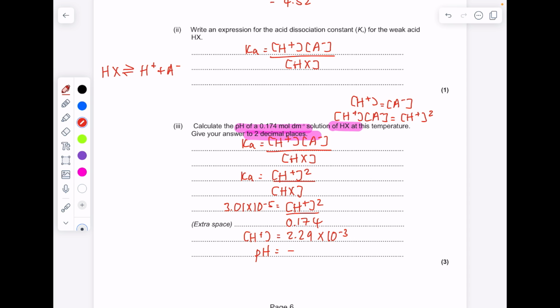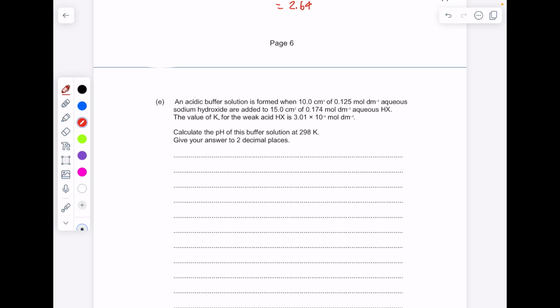Finally, find the pH. An acidic buffer is formed when 10 centimeters cubed of 0.125 mole per dm cubed aqueous sodium hydroxide are added to 15 centimeters cubed of 0.17 mole per dm cubed aqueous weak acid. The value of Ka is this. Calculate the pH of this buffer solution.